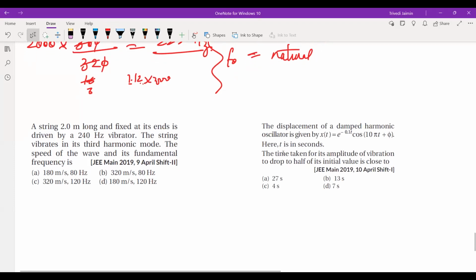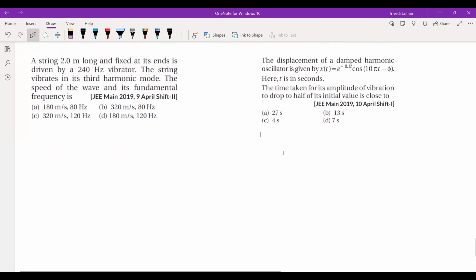Okay, try these two questions. Take a screenshot here.